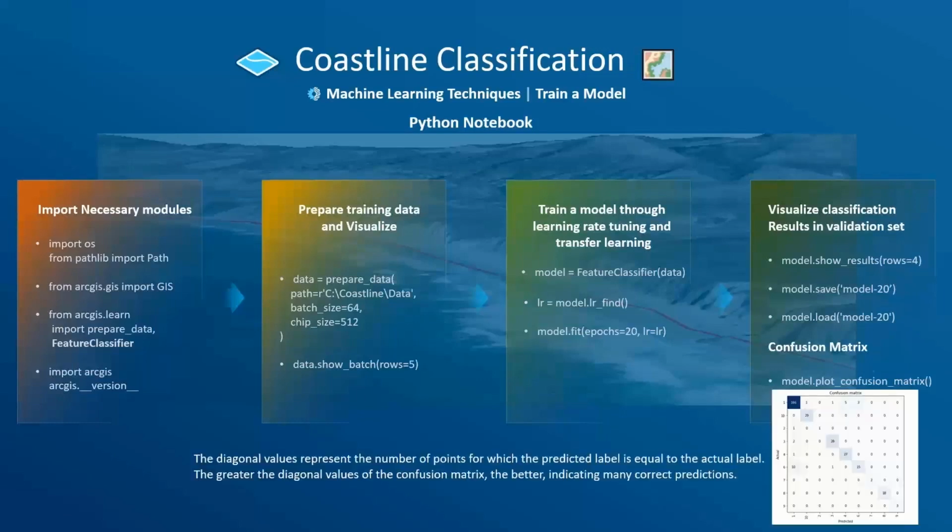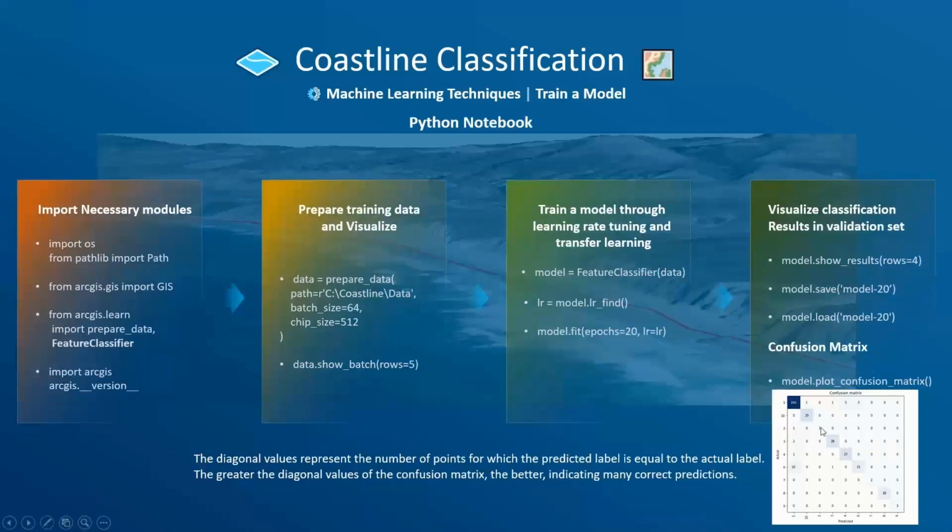Before that, I would like to give a little more detail about the confusion matrix. The diagonal values represent the number of points for which the predicted label is equal to the actual label. The greater the diagonal values of the confusion matrix, the better, indicating many correct predictions. So if you see here, for class 1 to 1, we got 186 points.